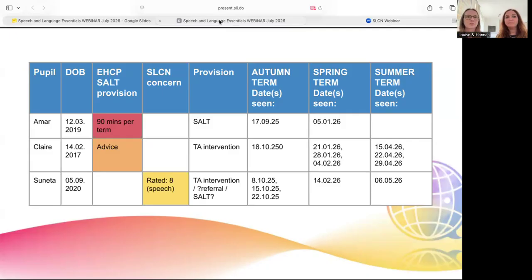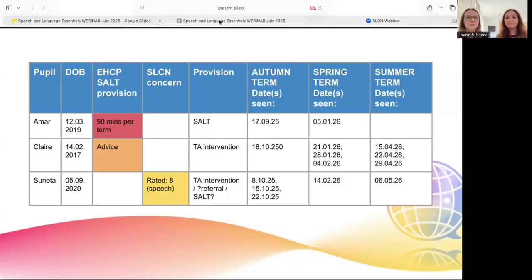Now it's time to merge your data. I personally like to have a spreadsheet, which is also colour-coded. I identify EHCP children and then I split them into red, someone who has direct sole hours. So in our local area, we quite often see them for 90 minutes per term by a speech and language therapist.